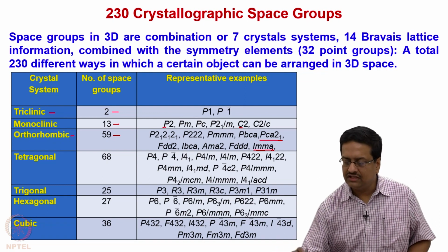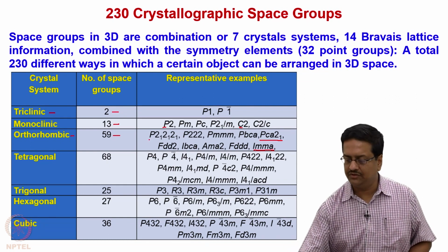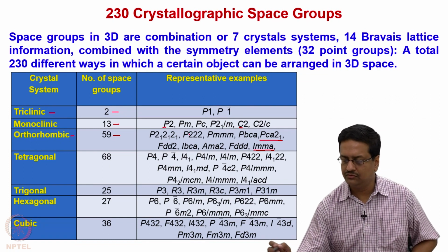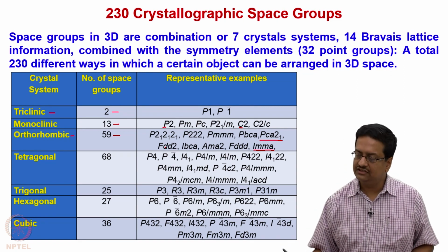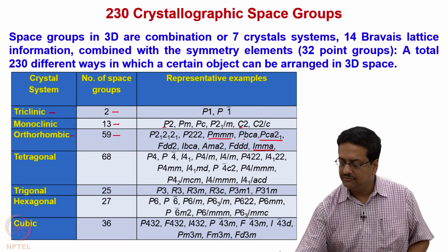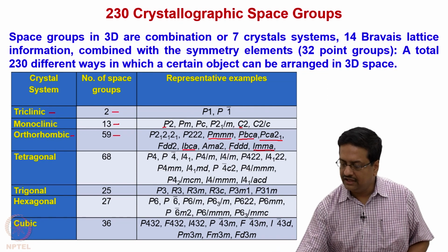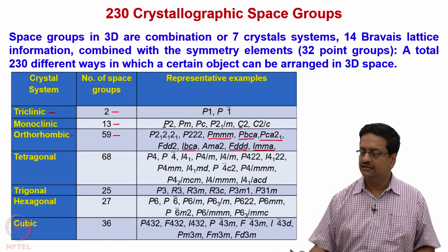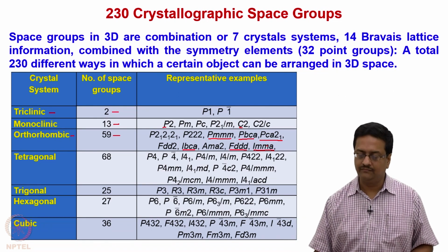Once again, among these, there are some space groups which are non-centrosymmetric, for example, P2121, P222, FDD2. These are non-centrosymmetric space groups, whereas PMMM, PBCA, IBCA, FDDD, IMMA, these are all centrosymmetric space groups.